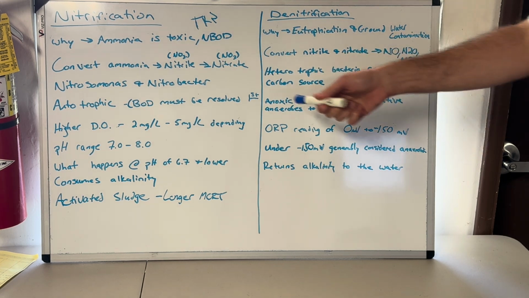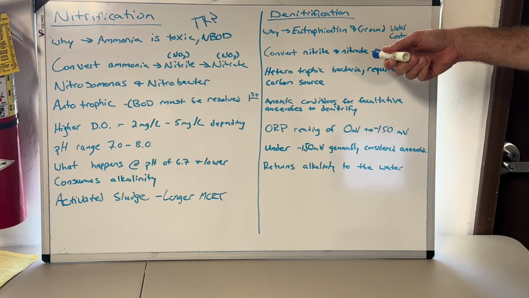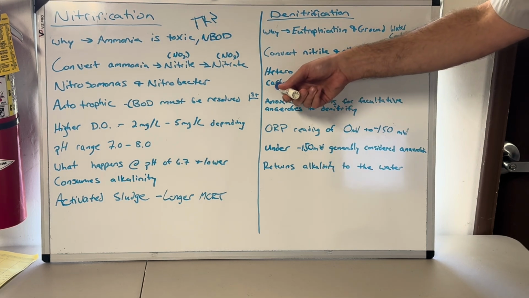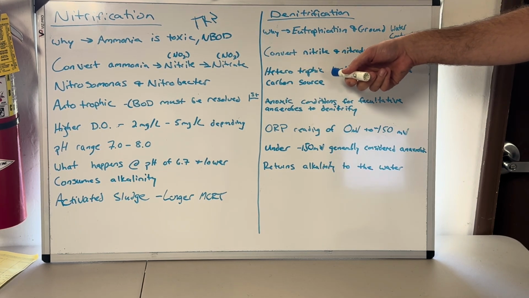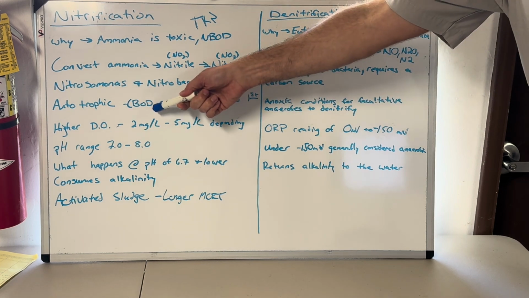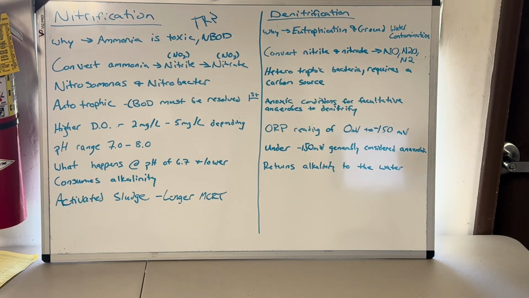So these are heterotrophic. These are not autotrophic bacteria that denitrify. They require a carbon source, an organic carbon source. Well, that's a problem because all of our CBOD is gone, right? We're at the end of process here. Well, how in the world do we do this?